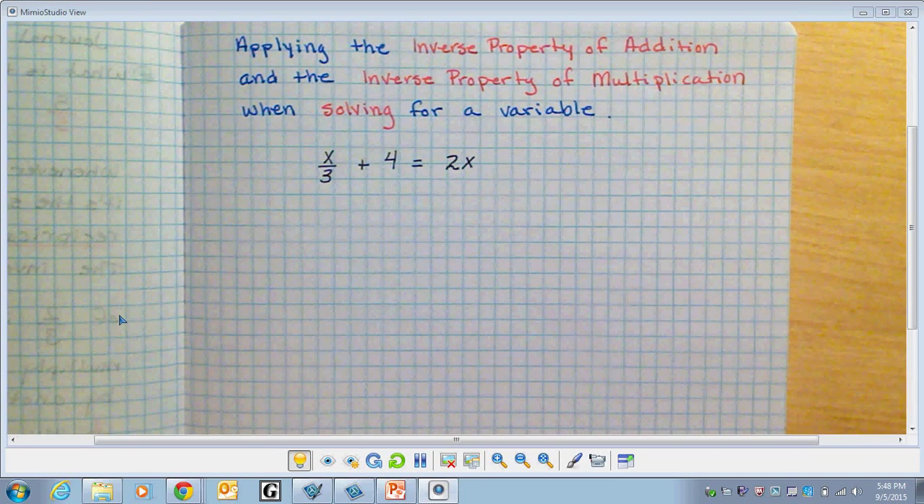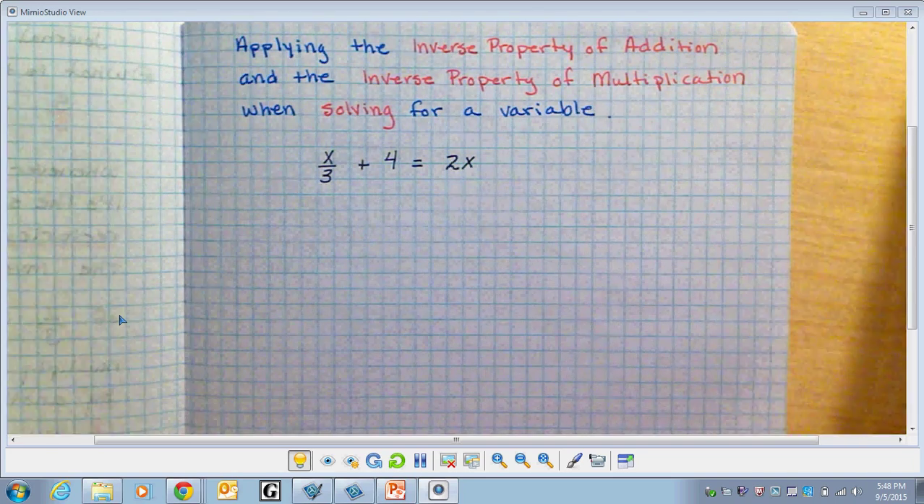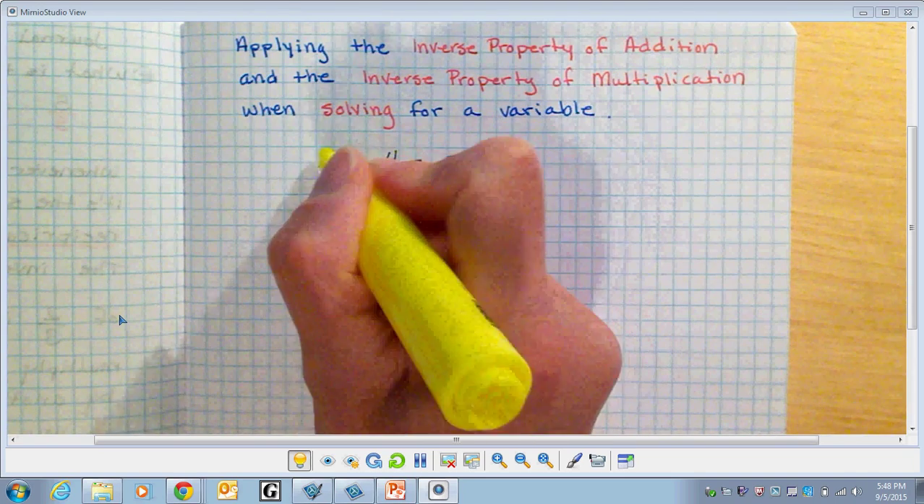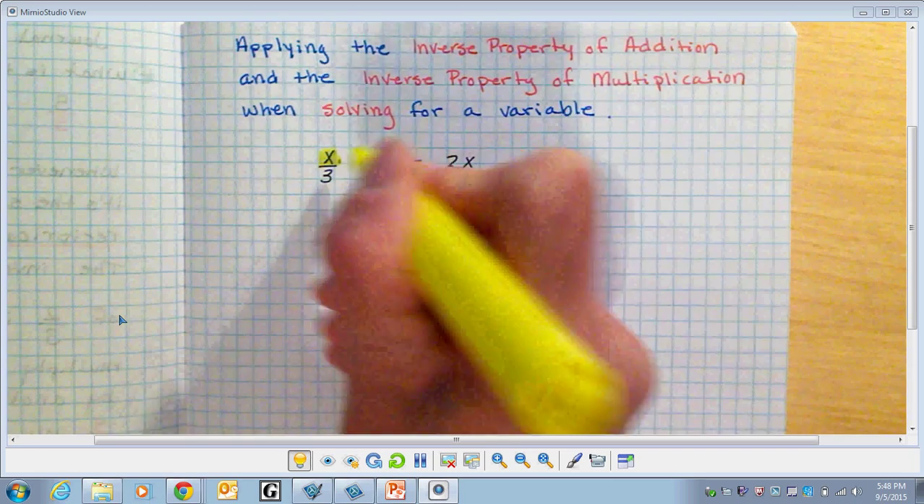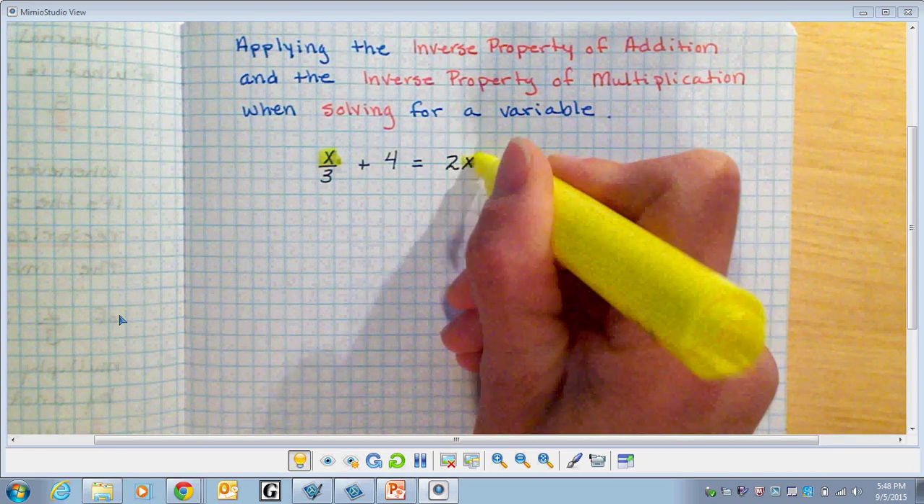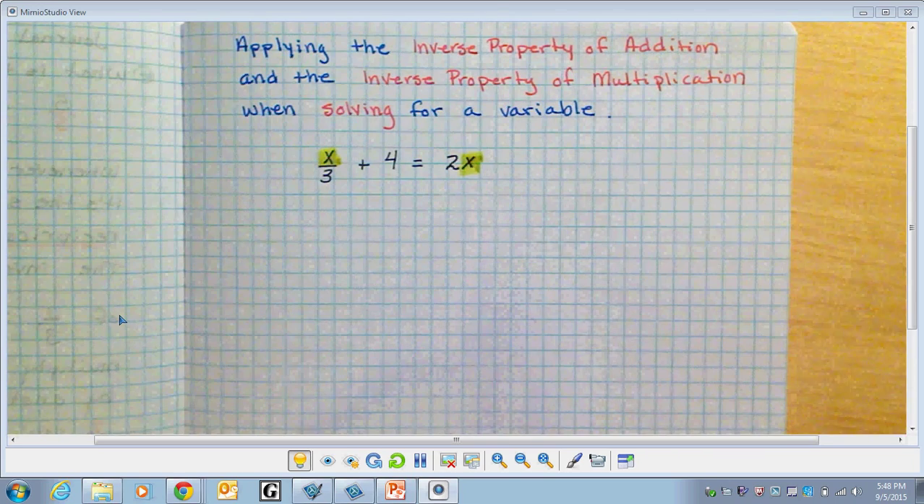Let's look at an example of how we would apply the inverse property of addition and the inverse property of multiplication when solving for a variable. So the goal is to get x by itself. It's helpful sometimes to highlight what it is that we want to get by itself. So I want to get the x by itself. In this case, I see that x is on both sides of the equal sign.